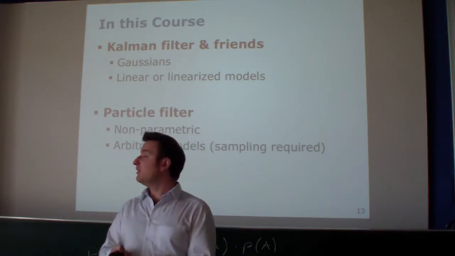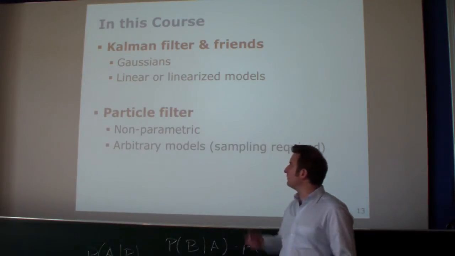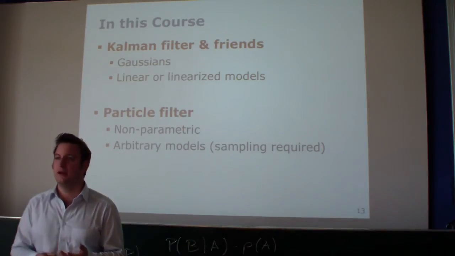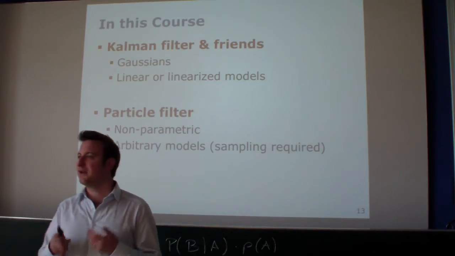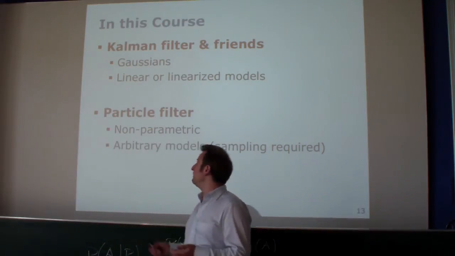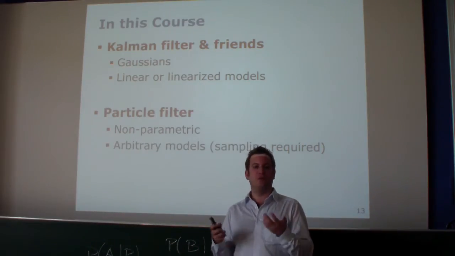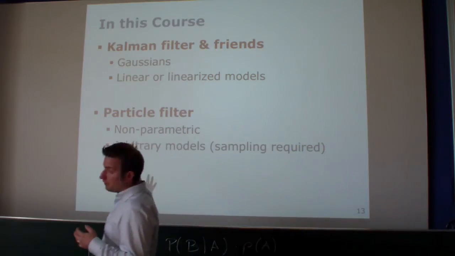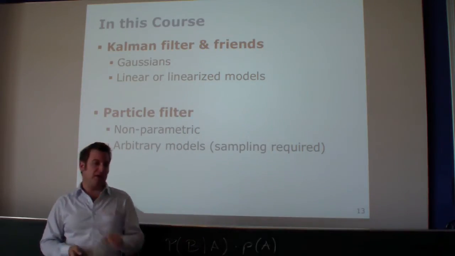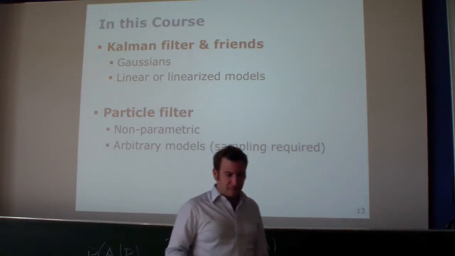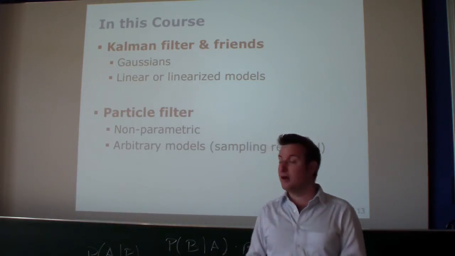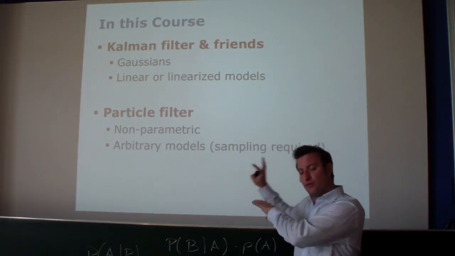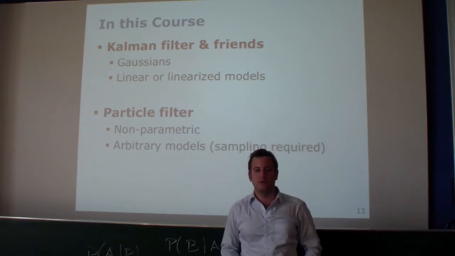And there is another form of non-parametric filter. This is the particle filter. The particle filter relaxes the assumption of having Gaussian distributions. It is a non-parametric form of estimating this, so we don't assume a parametric form for our distribution. And this is something we will also investigate in this course: how we can use the particle filter or a variant of it in order to address this localization problem. But that's it for now, just to give you an overview of what we're going to do in the next weeks.